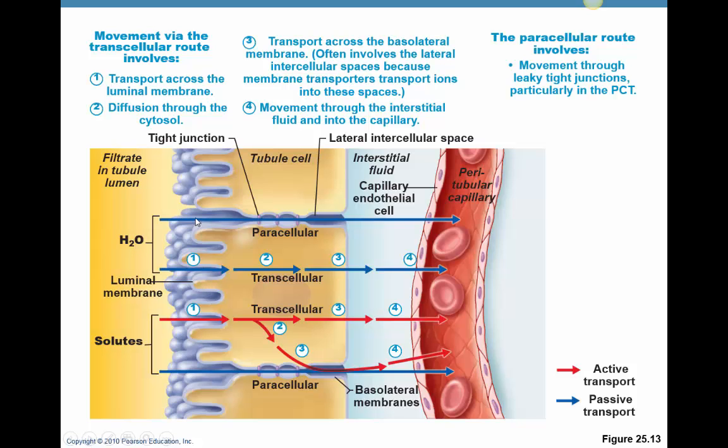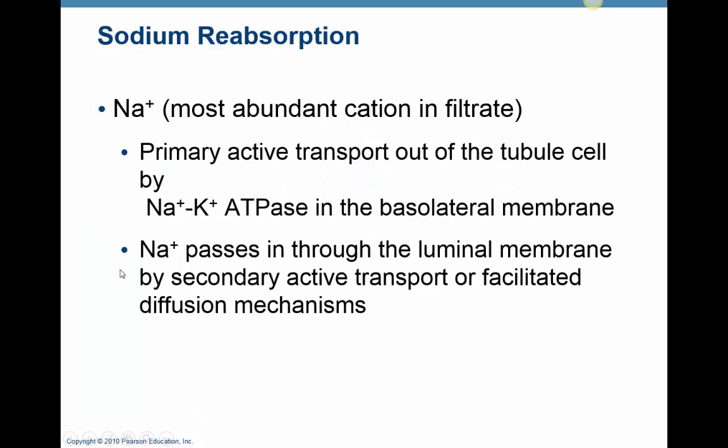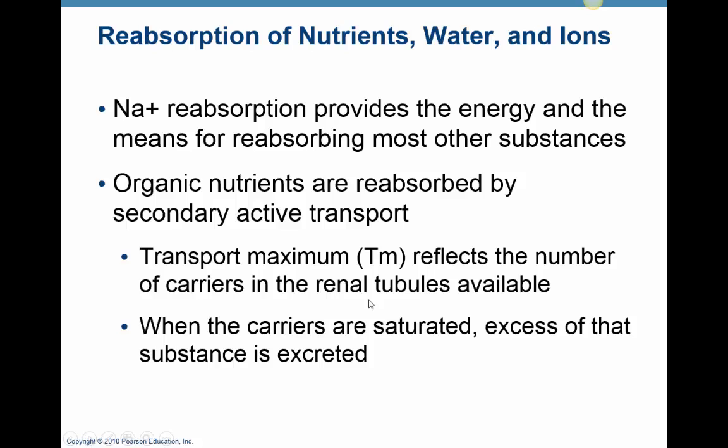So we call that the transport maximum for that substance. When the carriers are saturated, which means they're full because they're transporting as many as they possibly can, the excess of that substance is going to be excreted in the urine. Again, in the case of a person with diabetes who has really high blood sugar because of a lack of insulin, all that sugar is filtered out into the nephron, and the nephron simply can't keep up in transporting that glucose back to the blood because those carriers are full.